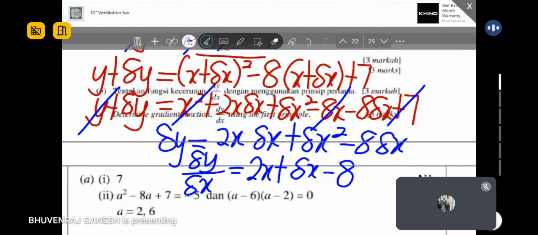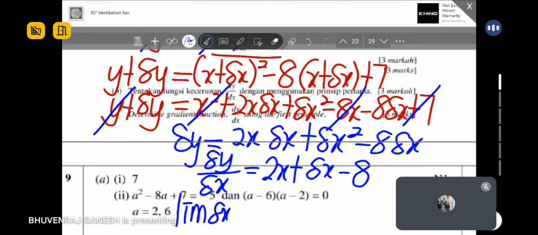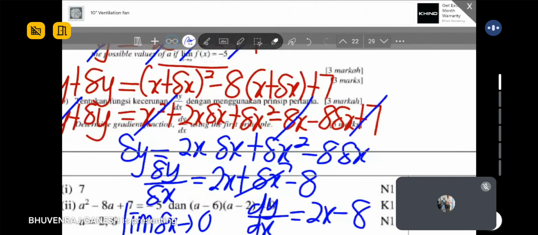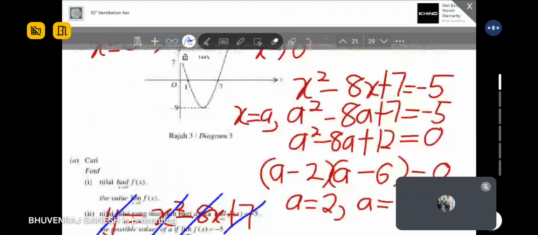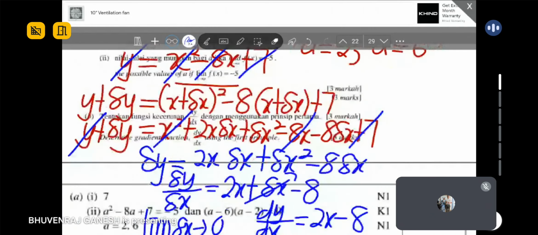Kamu kena buat satu anggapan kat sini. You must make an assumption. Yes. Basically you can write the limit. Limit delta x, dia akan menghampiri kosong. Okay, it will approach 0. So you will write dy over dx equal to 2x minus 8, because this one is 0. Kosong. Do we get the answer, guys? Kita dapat jawapan ke tak? Sama tak? Yes. Sama lah. So, betul lah kaedah kamu.